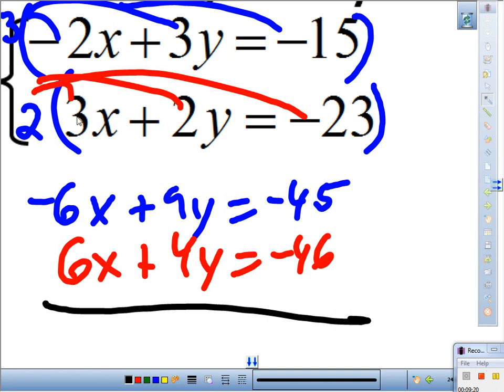Tonight's homework is hopefully going to have a couple of these where you're going to have to find a common multiple for either variable that you want to eliminate. But just remember, they have to be opposite coefficients.